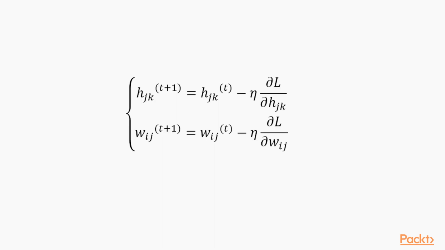The algorithm adopts the gradient descent method, therefore it updates the weights iteratively until convergence. Here, the parameter eta, the Greek letter in the formula, is the learning rate.